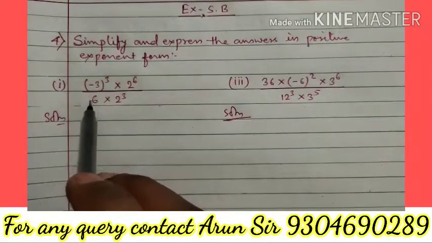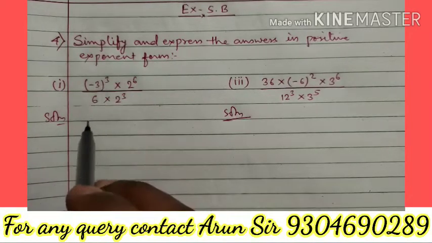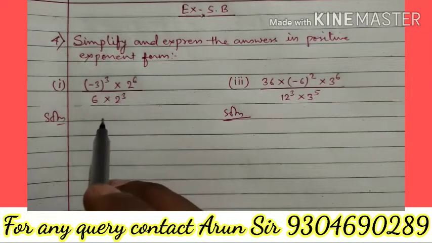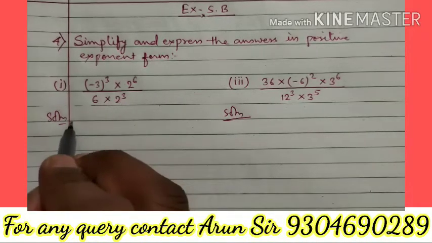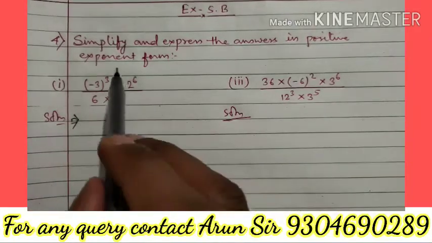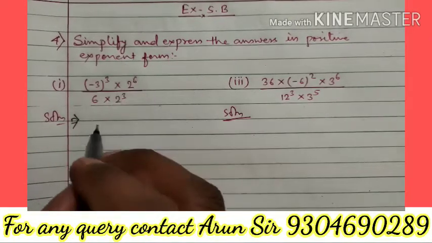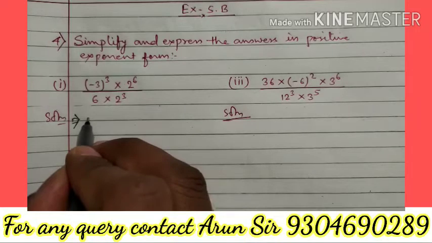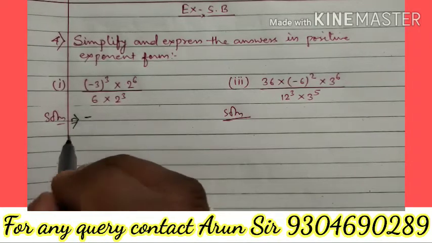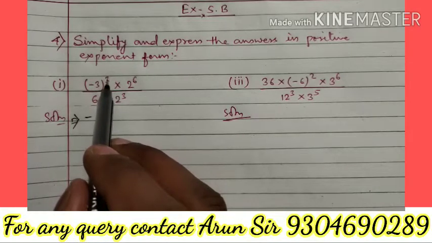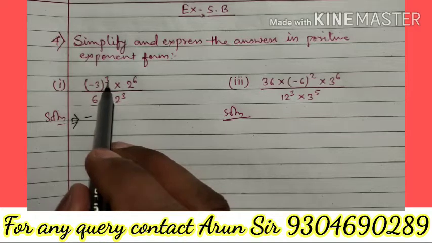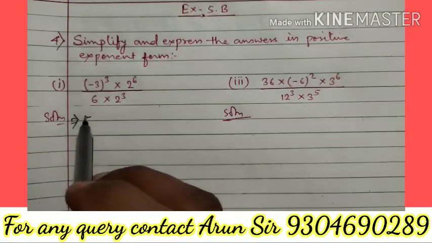The first question is minus 3 to the power 3 into 2 to the power 6 divided by 6 into 2 to the power 3. Let's see how we will do it. We are going to give the answer in exponent form. We can separate the minus because in minus 3 to the power 3, the power is an odd number, and for a negative number, if the power is odd, the result will be negative. We are separating the negative sign.